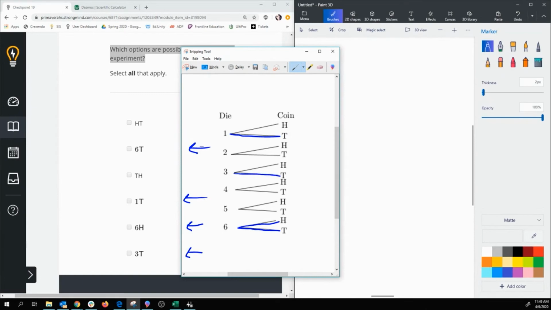So Naira, do you see the one that you might have accidentally skipped or missed when you looked the first time? It's okay, you're fine. That happens sometimes. All right, so we should have these 4 answers, 6T, 1T, 6H, and 3T.